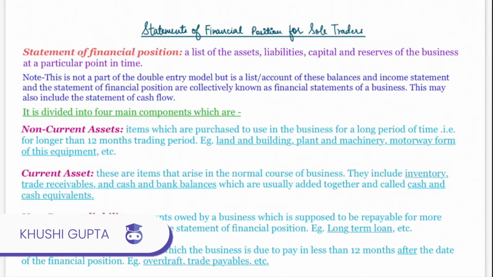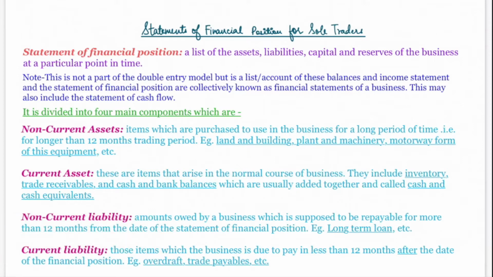Statement of financial position for sole traders. Now let's understand this chapter. In India, as we prominently say balance sheet, outside India, the term is statement of financial position. So there's not much of a difference between a balance sheet and a statement of financial position.